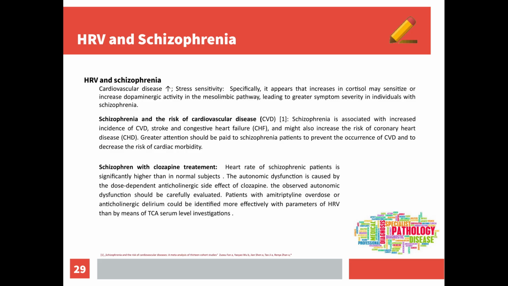Schizophrenia is linked to increased cardiovascular disease risk, including stroke and heart failure. Elevated cortisol may heighten dopaminergic activity, worsening symptoms. Clozapine treatment in schizophrenia can cause autonomic dysfunction due to anticholinergic effects, raising heart rates. Monitoring heart rate variability can help identify autonomic issues more effectively than traditional serum level tests, emphasizing the need for careful cardiovascular monitoring in these patients.